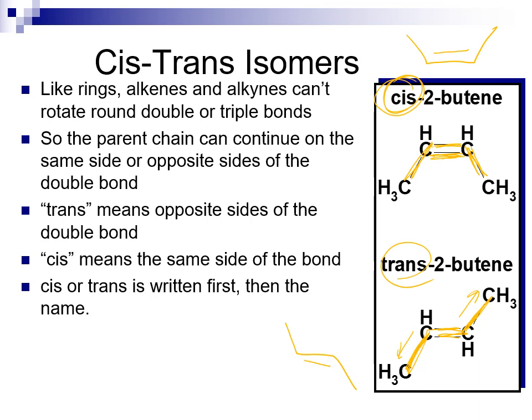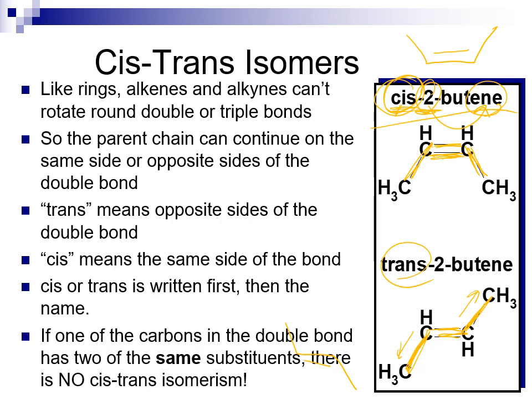So we write this right before we say the number. So again, the 2 tells us that we're dealing with a double bond on the second carbon. We're coming after the second carbon. Cis or trans is going to come right out front of that number. If one of the carbons in the double bond has 2 of the same substituents to it, then you don't need cis or trans in the naming. So let's look at what that would look like.